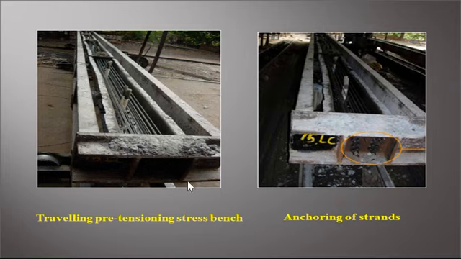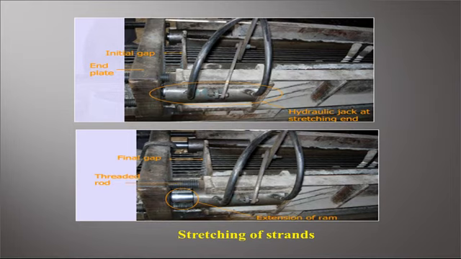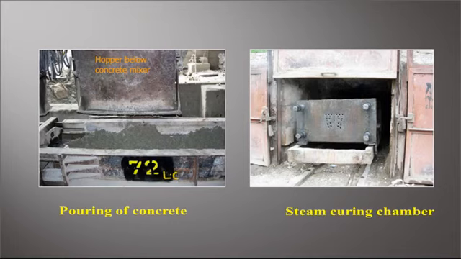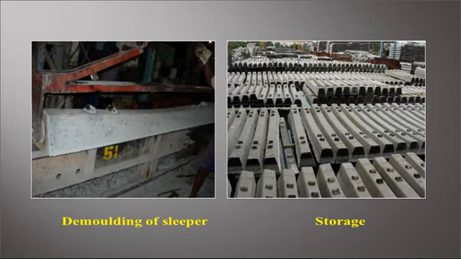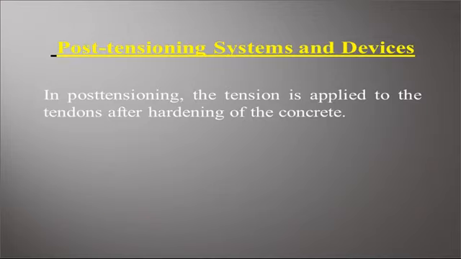These are the wires placed in the mold, and after that concreting is done. This is the pre-tensioning: stretching of strand, pouring of concrete, steam curing chamber, that is the precast element, railway sleepers, demolding, under the pre-tensioning method.